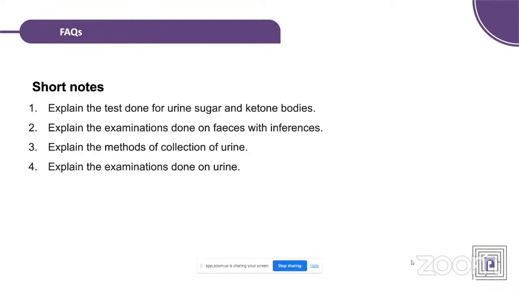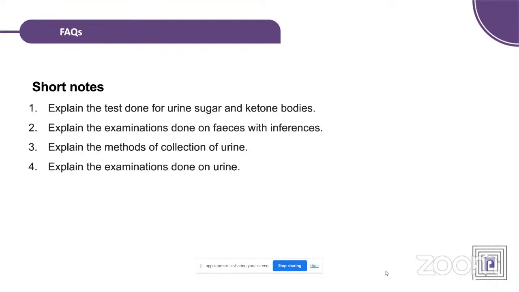So, the first question will be: explain the test done for urine sugar and ketone bodies. This is the basic test you need to know in the urine chapter. For urine sugar we do a test called Benedict's test, and for ketone bodies, we do a test called Rothera's test. So, you have to explain the test: first the principle of the test, and then the method of the test. How will you do it? I'll just tell in brief how you do the Rothera's test for ketone bodies.